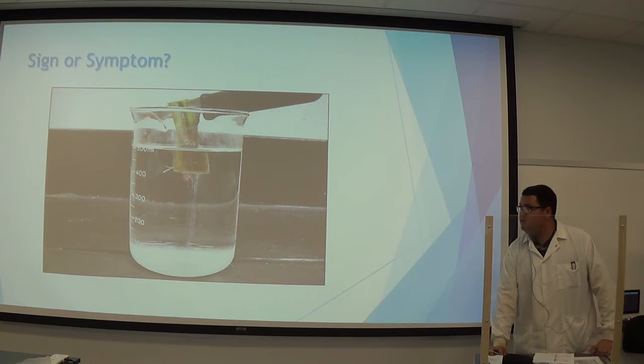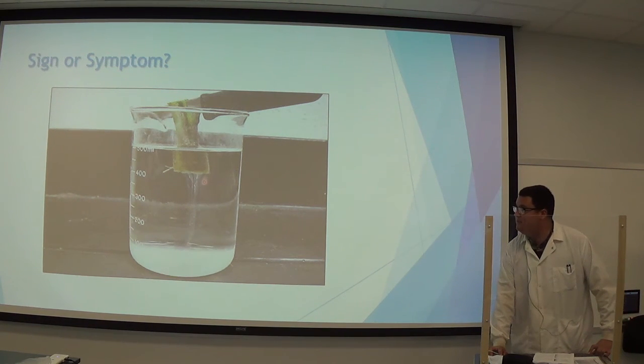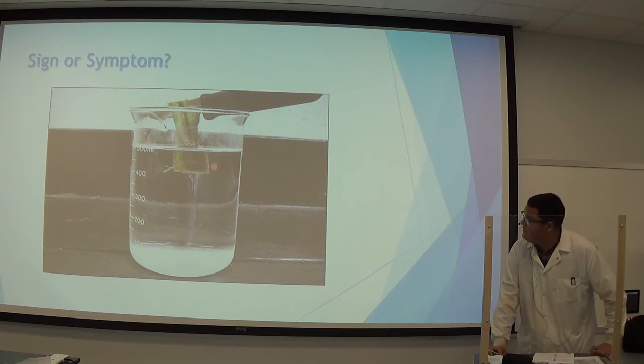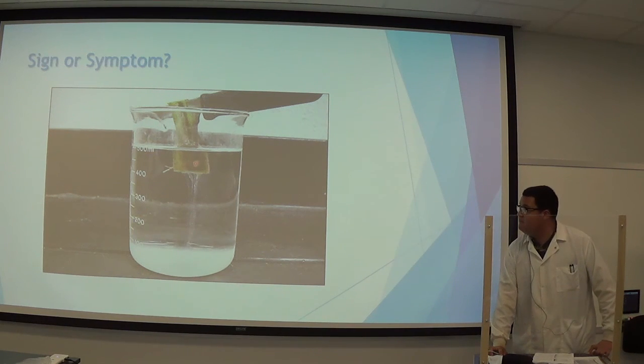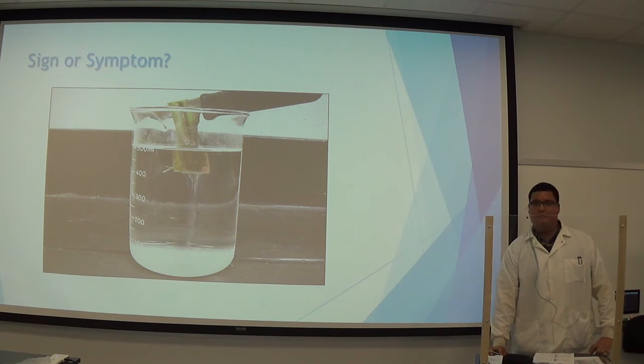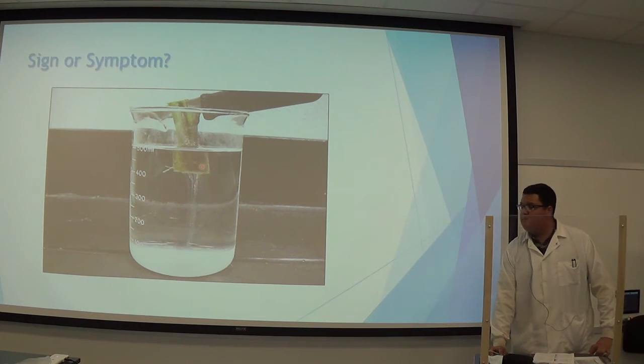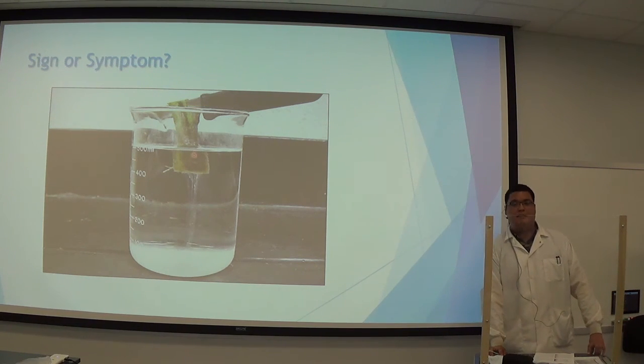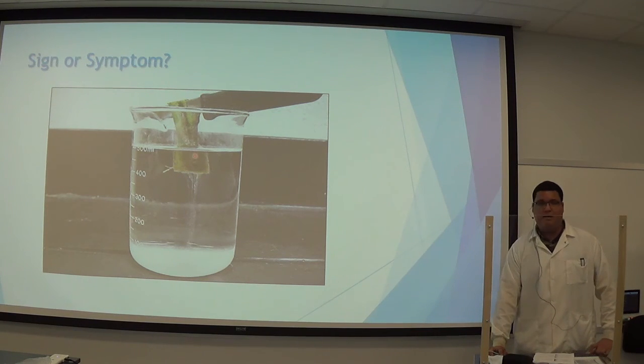So would this be a sign or a symptom of disease? That would be a sign, exactly, because you're seeing the bacteria itself. Now, I cannot ascertain whether this necrotic region is caused by the bacteria itself, but it likely is. But this black spot, would this be a sign or a symptom? Yeah, if it was caused by that bacteria, it would be a symptom, because this is the plant's response to being infected by the bacteria.